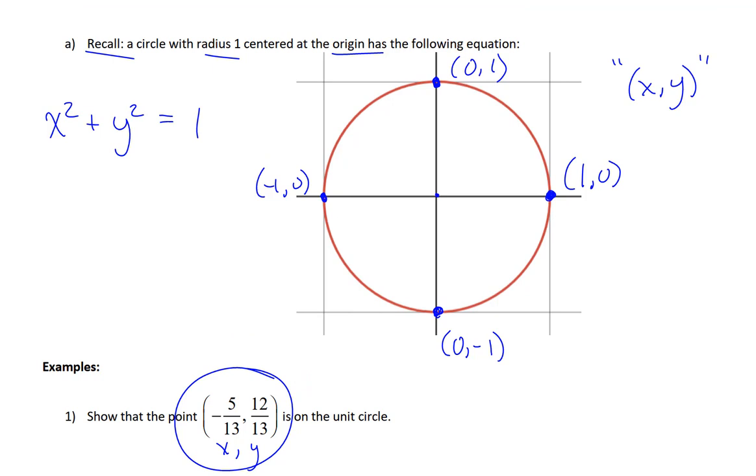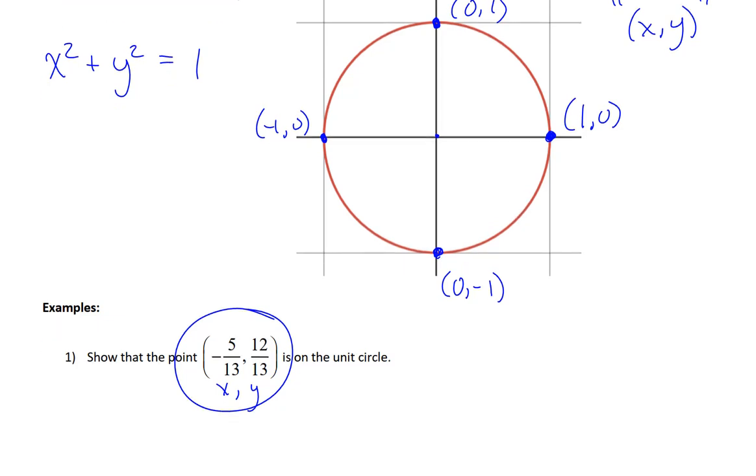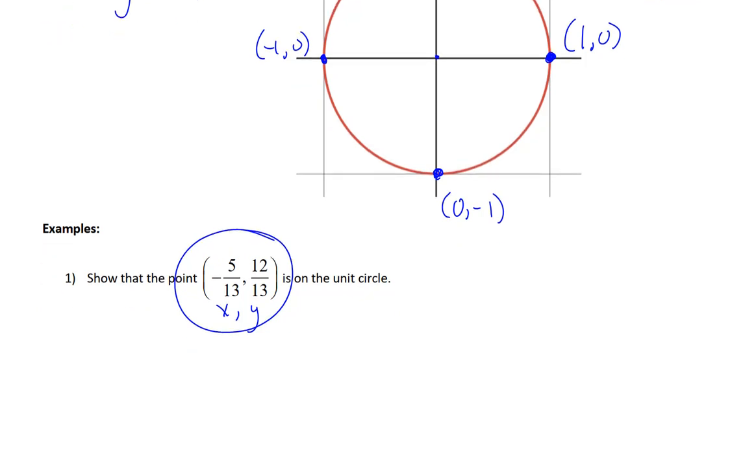Right, in the circle above we plotted just the basic ones that have all the 1s and 0s in them. They're kind of easy because it's easy to mark those on a grid. Taking the point (-5/13, 12/13) for those coordinates would be a little uglier to try to plot by hand, but we could, maybe with the aid of an electronic graphing calculator, plot such a point with some accuracy. Now this question says to show that this point is on the unit circle.